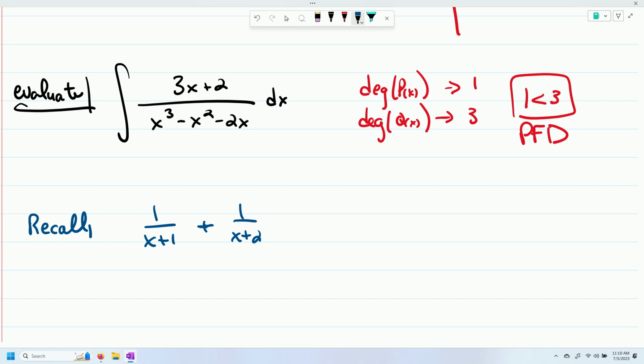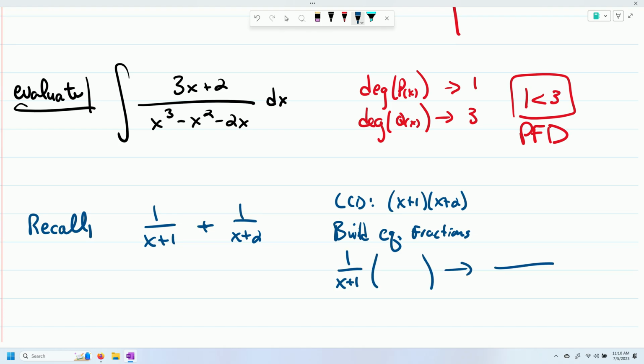When we were to go ahead and add these two things together, our goal is to find that lowest common denominator. And for our problem right here, the LCD would be the quantity x plus 1 times the quantity x plus 2. That would be the first thing you would do. Then the second thing you would do is build your equivalent fractions.